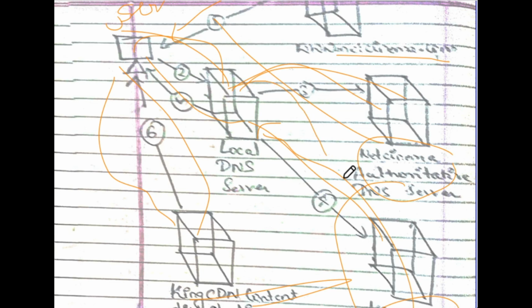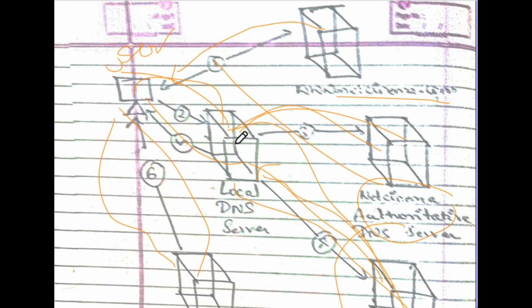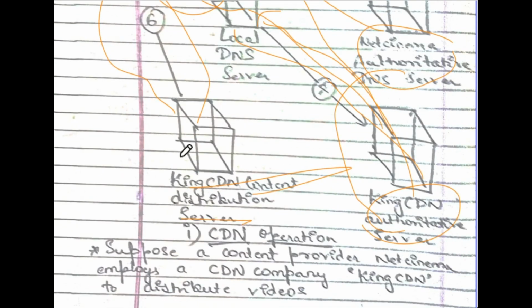Now the local DNS makes a query to the King CDN authoritative server that it wants the video. But the King CDN authoritative server also doesn't have the video, though it knows a server known as the King CDN content distribution server, which has it. So it returns the host name of the content distribution server to the local DNS, and the local DNS sends the user the IP address of that server.